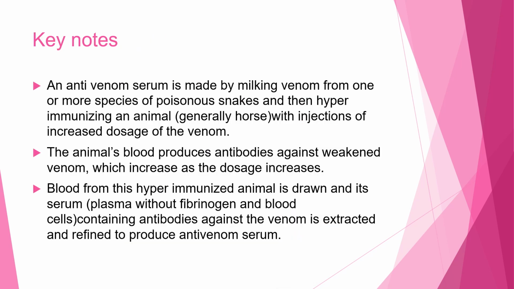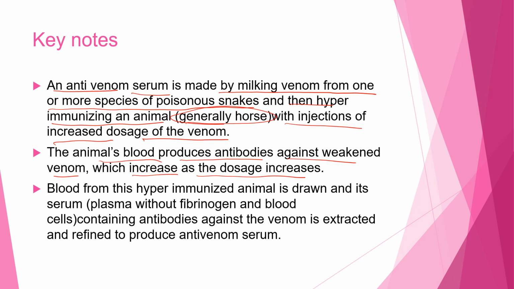What is anti-venom? This is important. An anti-venom serum is made by milking the venom from one or more species of poisonous snakes. From the poisonous snakes only, by milking the venom, we produce the anti-venom, and then hyperimmunize an animal with it. Generally, a horse is used for hyperimmunization with injections of increasing doses of venom. The horse's blood starts producing antibodies against this weakened venom, which increase as the dosage increases.